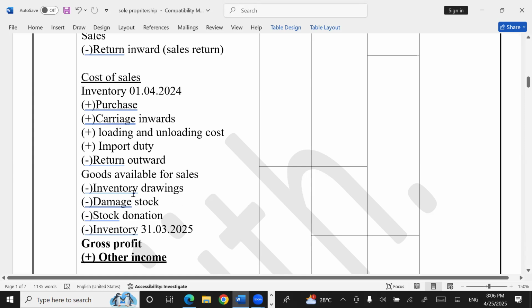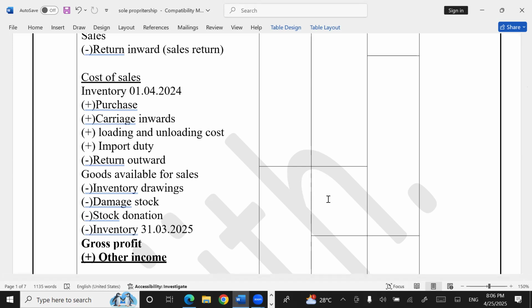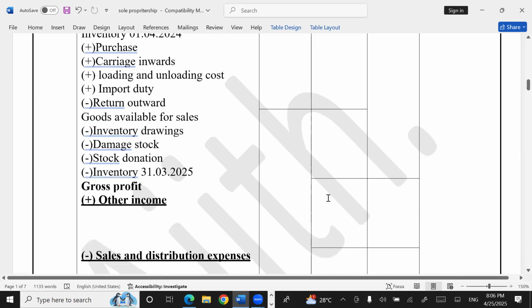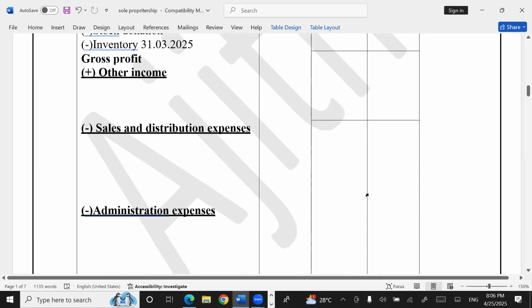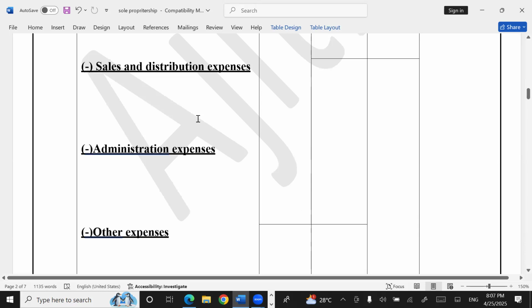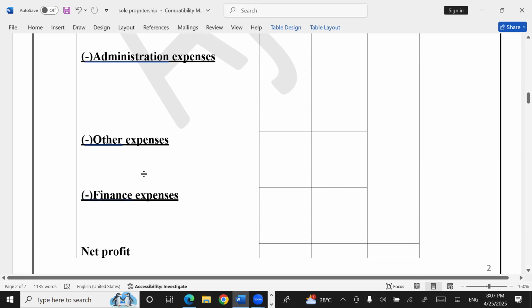If those are available in the adjustments, they should be deducted from the cost of sales calculation. Damaged stock, donation, drawings, and closing stock at cost value should be deducted based on the matching concept, if those are given in the adjustments, not the trial balance. Then gross profit can be calculated, plus other income. Then expenses should be categorized: sales and distribution expense, administration expense, other expense, and finance expense.